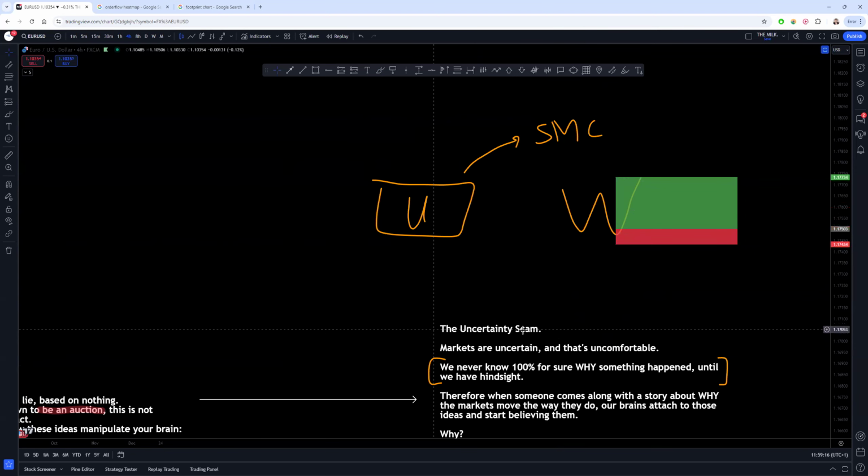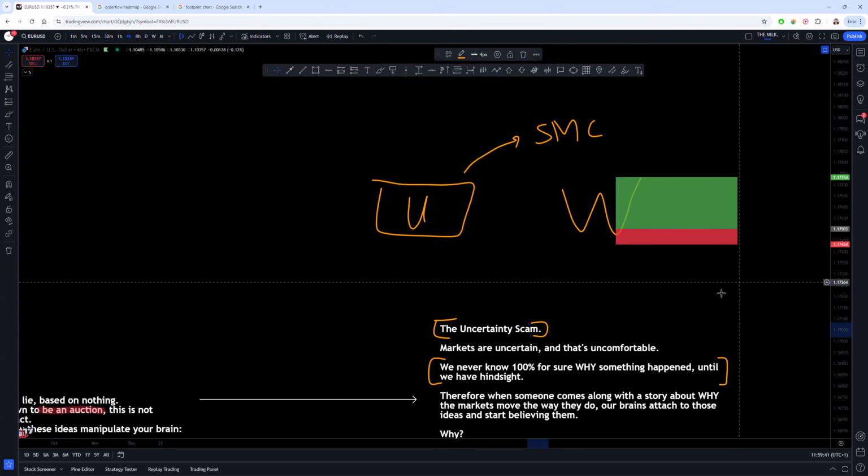Humans are wired to avoid pain. And when someone comes along painting a story of why you're in pain and suggests that you're going to be able to fix that in the future, that's extremely attractive and it gets you to believe it. And this is why I call it the uncertainty scam, because people will manipulate the fact that you are uncertain by telling you a story that sounds certain and gives you a reason that isn't true. And then it will manipulate you into believing what helps them. And this is really all smart money is.